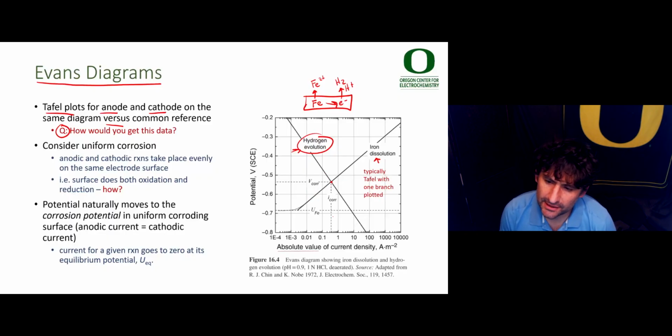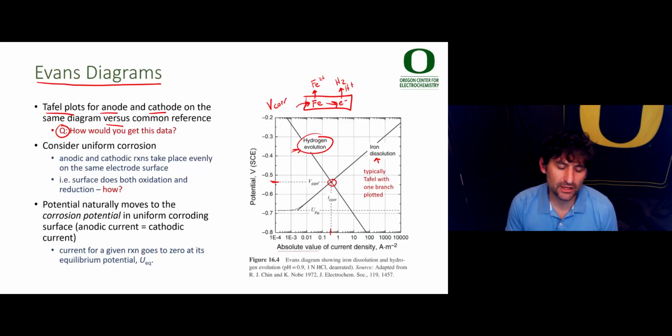You can see they intersect at the corrosion current for the system and the corrosion potential. So what the corrosion potential tells you is the potential, we call that a mixed potential, because the potential this metal is sitting at is controlled by the kinetics of two reactions. It's controlled by the oxidation reaction and the cathodic reaction.